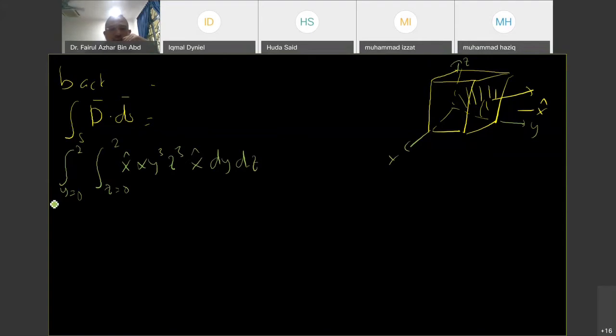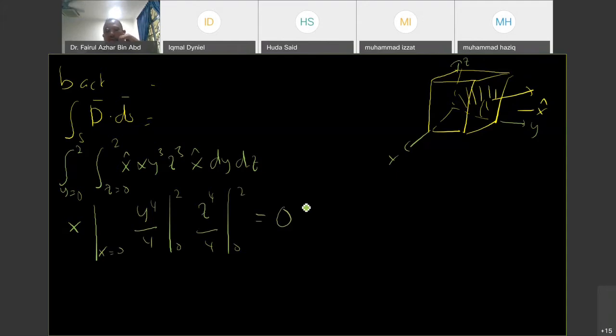So by solving this one, we will have it equal to x. In this case, this surface is placed at x equal to 0, so we will have x equal to 0. By integrating this one, we will have y to the power of 4 divided by 4 from 0 until 2, and then z to the power of 4 divided by 4 from 0 until 2. Because in this case x equals 0, this expression will become 0.